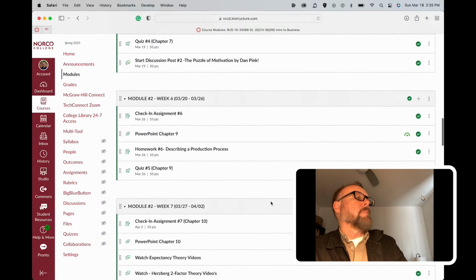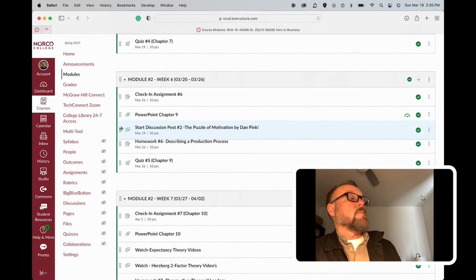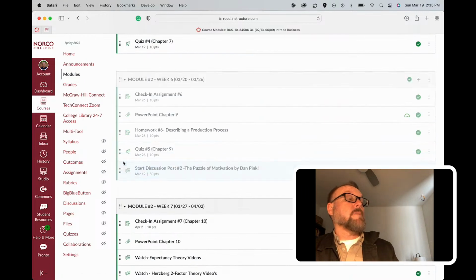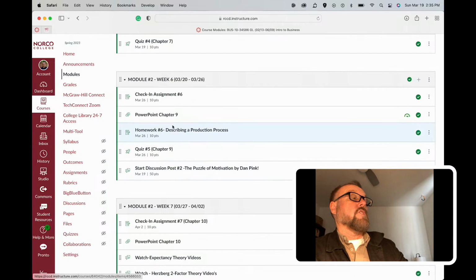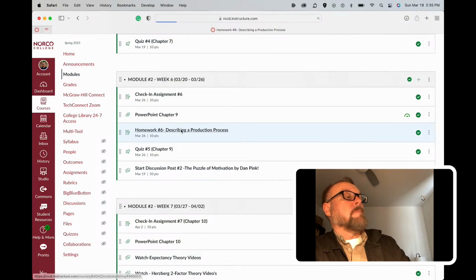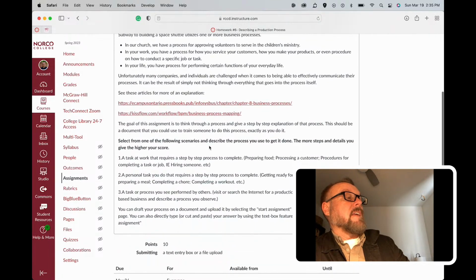As we move into week number 6, which is this week, we're going to be once again doing a check-in assignment, answering some questions out of Chapter 9. There's a PowerPoint there for Chapter 9. There's also homework number 6, which is going to be describing a production process. So I'm going to be asking you to do that. It's a worksheet. I think I asked you to find a particular product. So there are some articles that explain a production process, and then you're basically going to answer these questions right here.